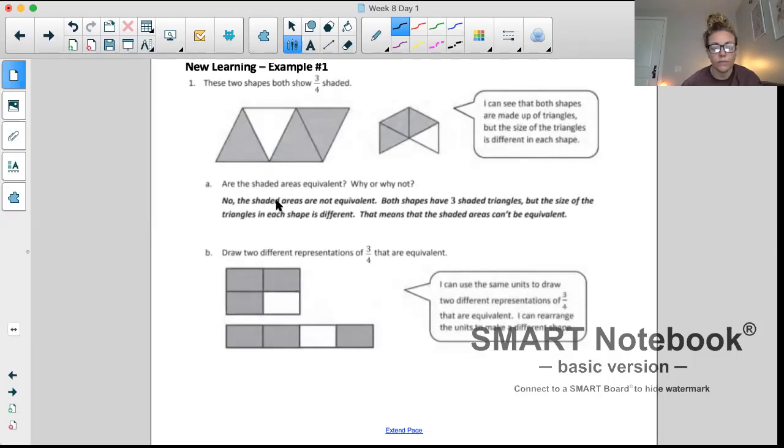Draw 2 different representations of 3/4 that are equivalent. So when you look here, 3 out of 4 rectangles are shaded, right? If you look at this piece and this piece, they've lined it up really nice, so we can see that those are the exact same size. These figures are equivalent because the shaded pieces and unshaded pieces, all of the pieces are the same size.